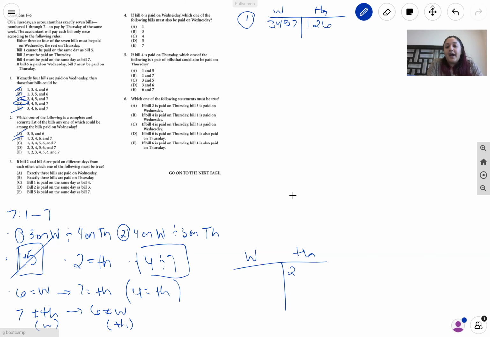D and E, I would cross out immediately because of the number 2. I know that 2 always has to be on Thursday, so can it possibly be on a Wednesday? No. So you don't even have to consider those as your right answer. And that leaves me with C as my right answer. Does that make sense to everyone?